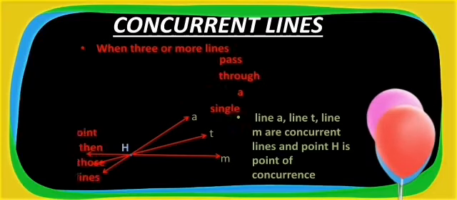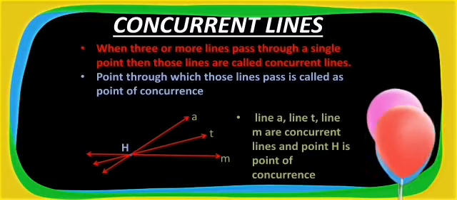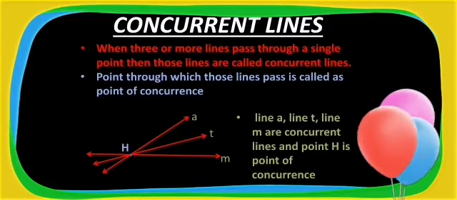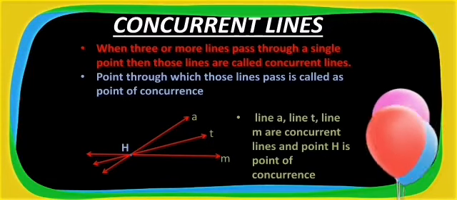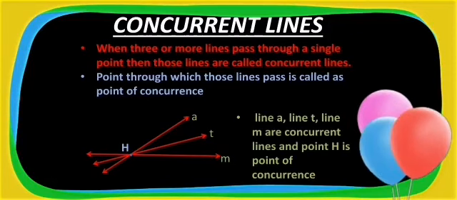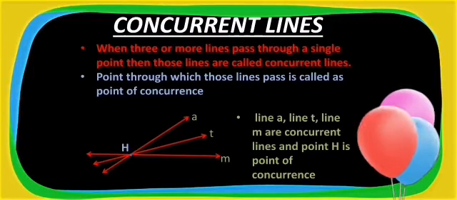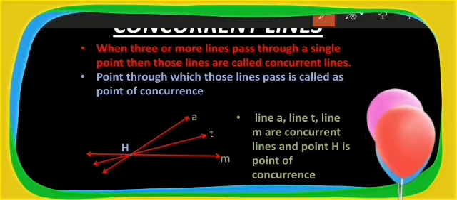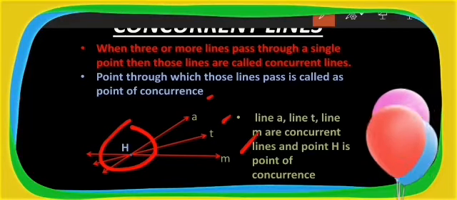Let's try to figure it out. When three or more lines, three lines minimum, pass through a single point, which is H here, then those lines are called concurrent lines. And that point through which those lines pass is also very special, and it is called the point of concurrence. So in the diagram these lines are concurrent lines, but this point H is called the point of concurrence. I hope you are understanding this.